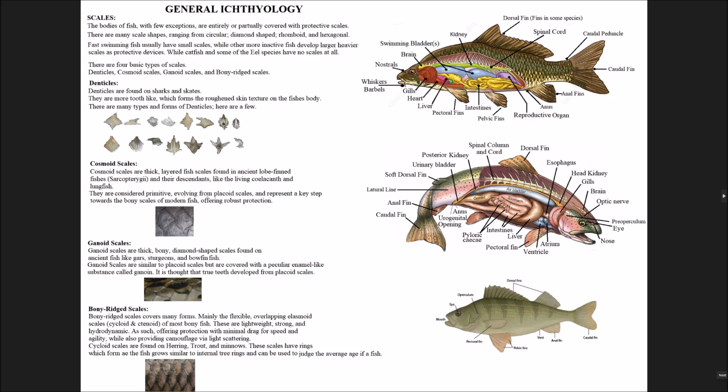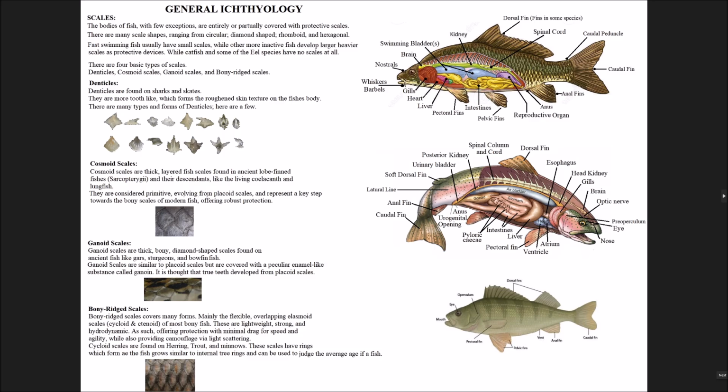Cosmoid scales. Cosmoid scales are thick, layered fish scales found in ancient lobe-finned fish, Sarcopterygii, and their descendants, like the living coelacanth and lungfish. They are considered primitive, evolving from placoid scales, and represent a key step toward the bony scales of modern fish, offering robust protection.